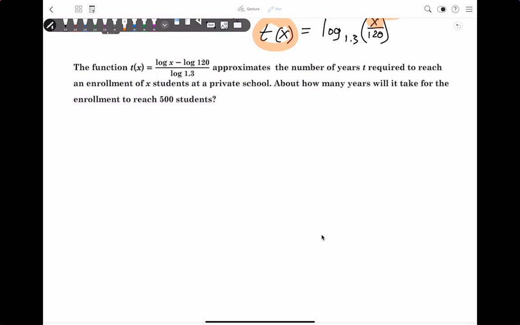It says the function T of x approximates the number of years t required to reach an enrollment of x students at a private school. About how many years will it take for the enrollment to reach 500? So we have to read it very carefully: an enrollment of x students. If we want it to reach 500 students, then x equals 500. Okay, not T of x equal to 500.